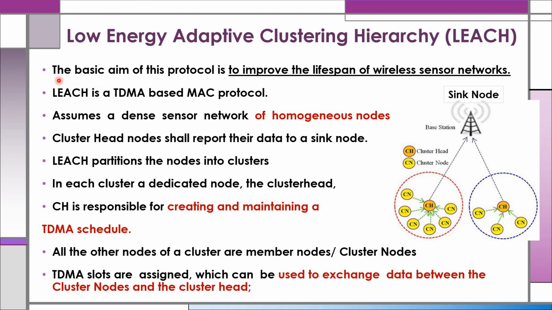In the LEACH protocol, the basic aim is to improve the lifespan of the wireless sensor network by rotating the cluster head. This cluster head position will be circulated among the member nodes based on the residual energy available in that particular node. And each and every node present in this wireless sensor network, we are assuming it is a homogeneous network. That means each and every node has the same capability.